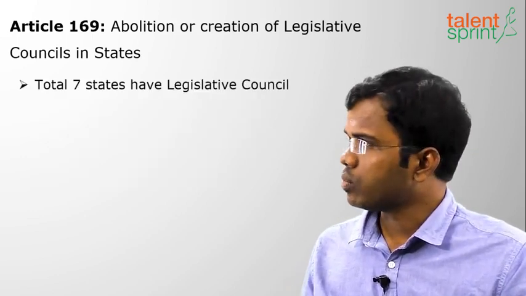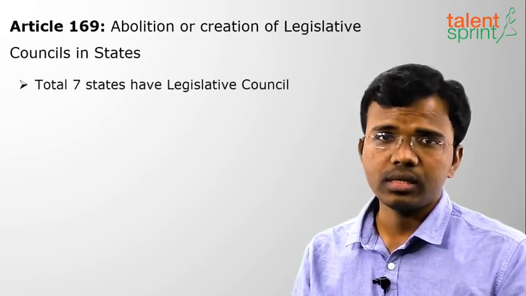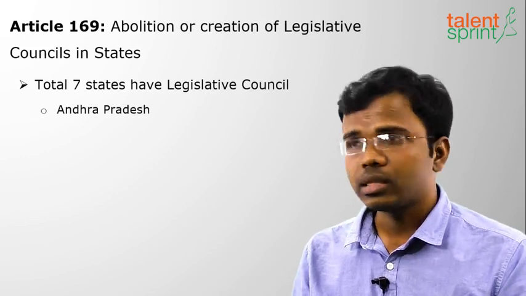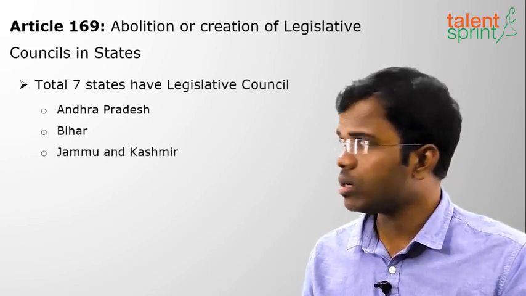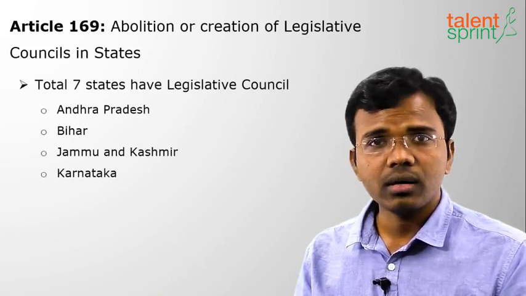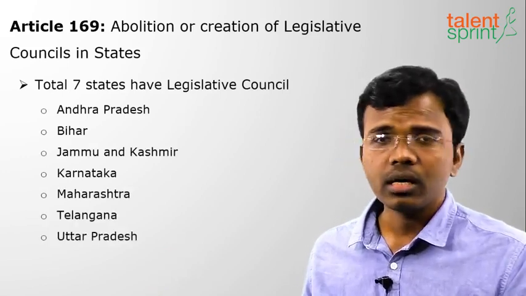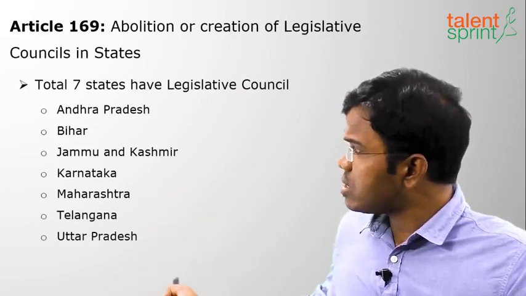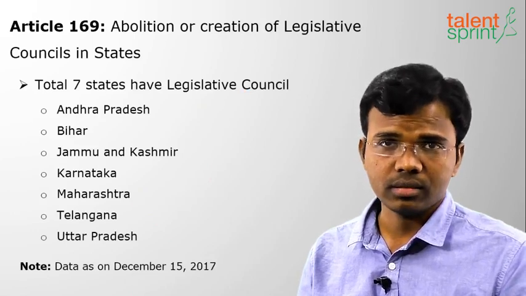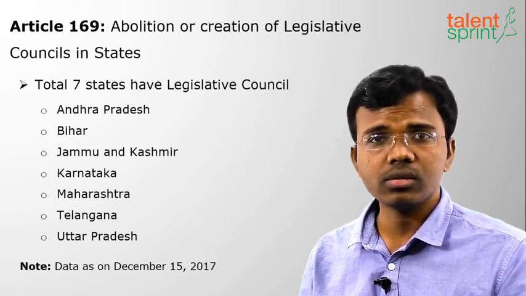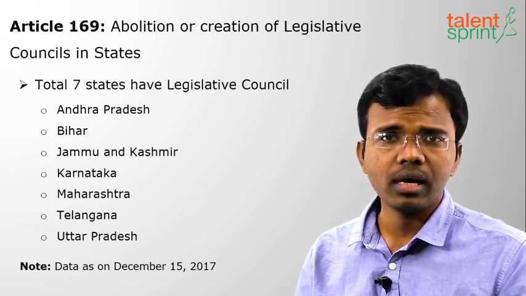Okay, so total 7 states have legislative council till date. So what are those? Andhra Pradesh, Bihar, Jammu and Kashmir, Karnataka, Maharashtra, Telangana and Uttar Pradesh. So these 7 states have legislative council till date. So why they have legislative council means they want to have one more house, because they want to review the bill twice.